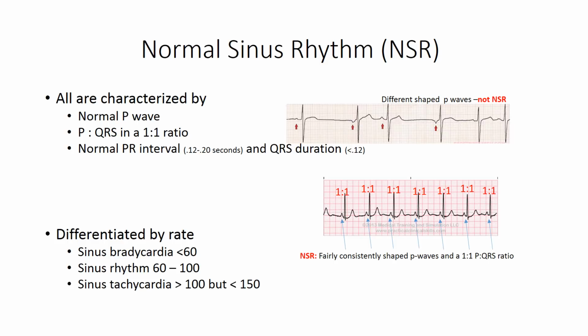The only difference between sinus rhythm, sinus bradycardia, and sinus tachycardia is the rate. So you can see here what the heart rate parameters are for each of those.